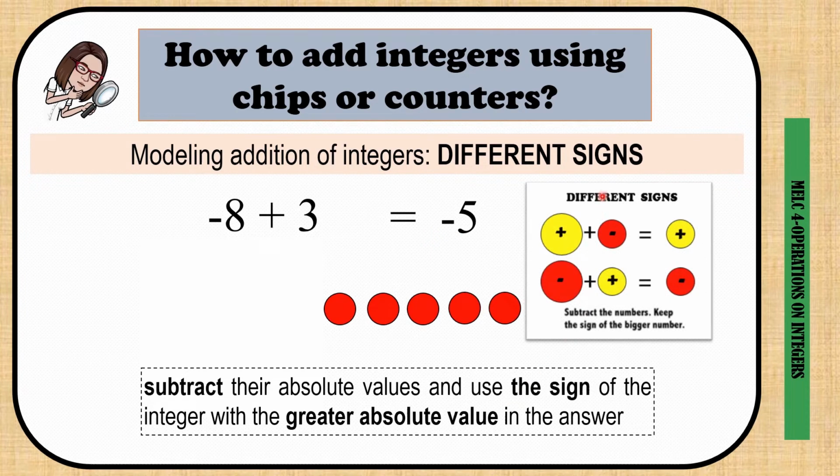So remember this one. Positive plus negative will give you a positive answer once your positive is greater in absolute value. And negative plus positive gives you a negative value if your red or your negative has the greater absolute value. Just take note of that.